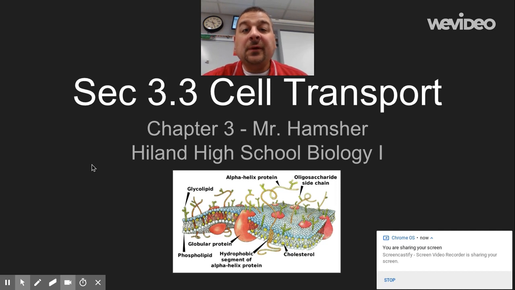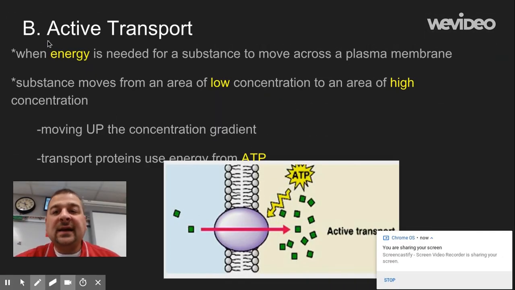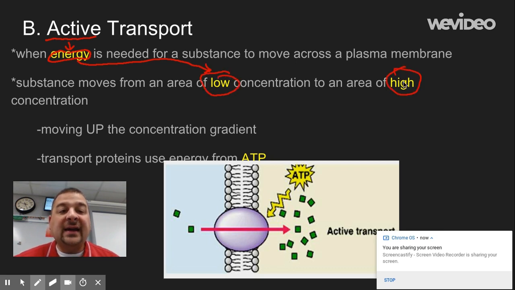Coming to you with the second part of section 3.3, where we will finish up the concept of cell transport, moving things in and out of the cell. In this video, we will focus on active transport using energy. Just like it sounds, active means that it uses energy. Remember, passive transport, osmosis, diffusion, and facilitated transport didn't take any energy, and they moved from where things were really concentrated and spread out to where there wasn't very much. Active transport is going to need energy because it's moving things from a low concentration to a high concentration.